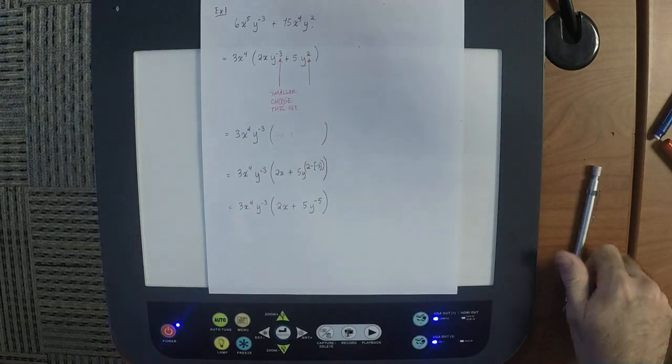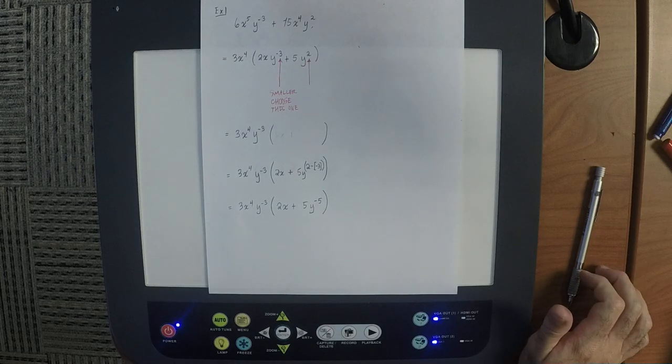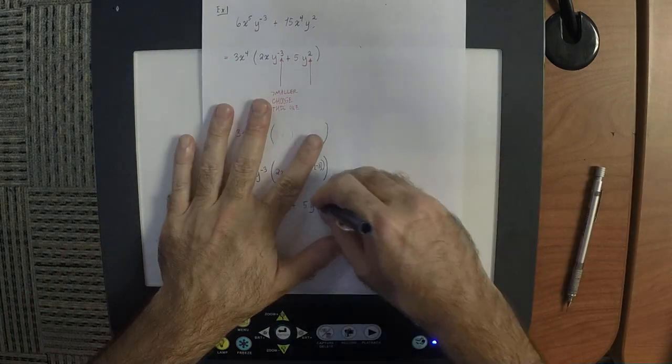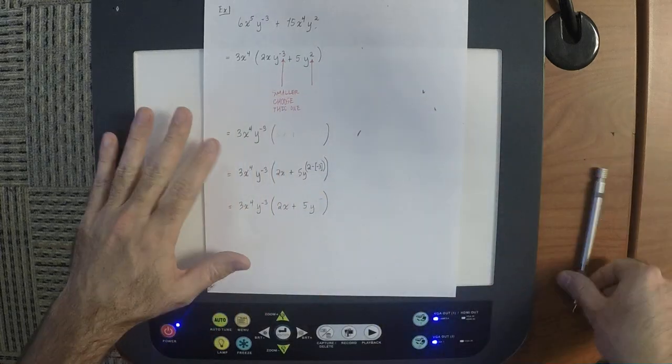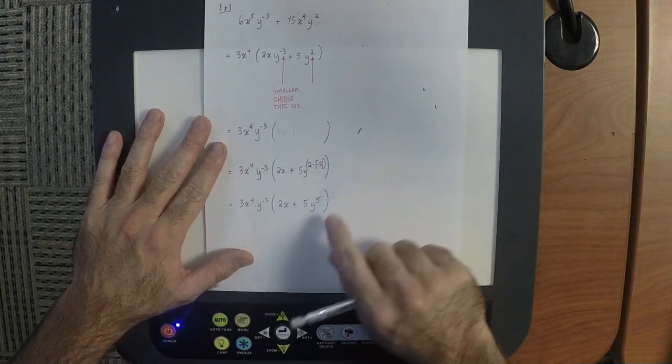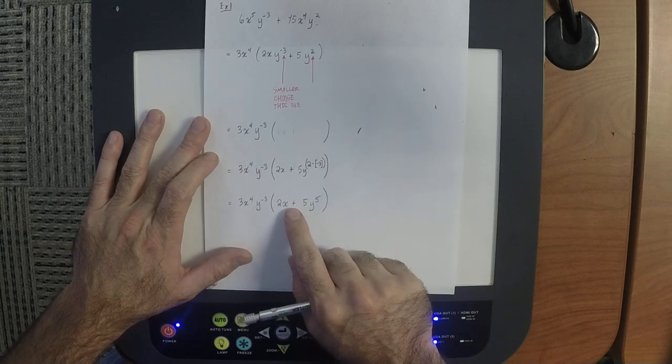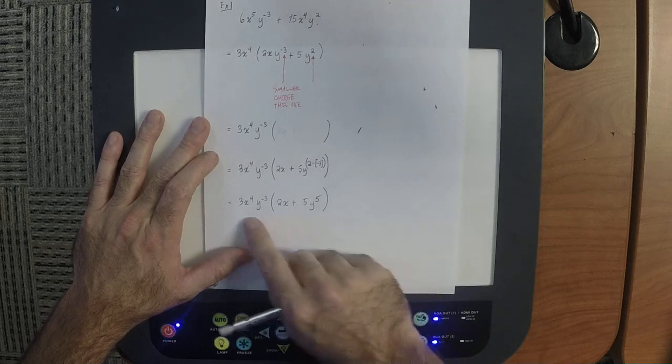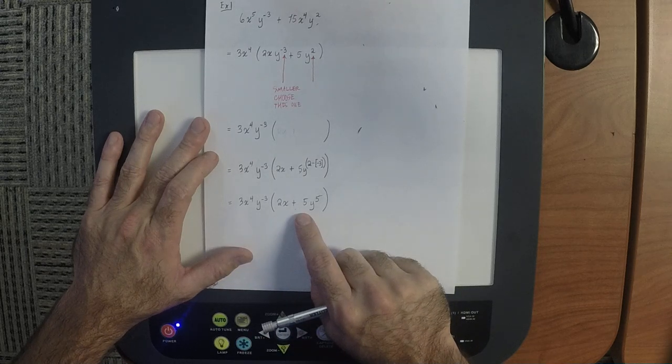Now, sorry, that should be positive 5. 5y to 5. You might be incredulous and think, I don't know, that subtraction thing is kind of throwing me off. How could you confirm or deny that we've done it properly?